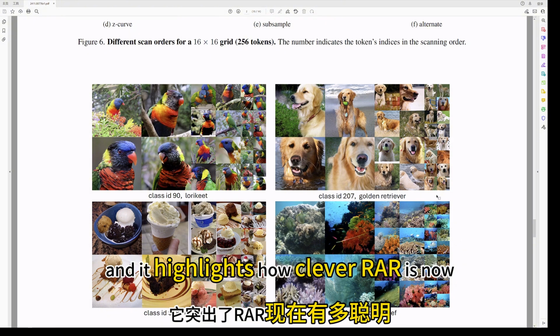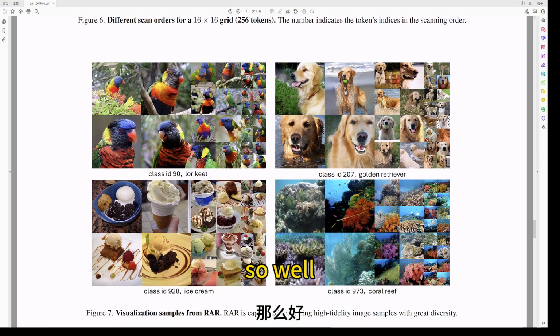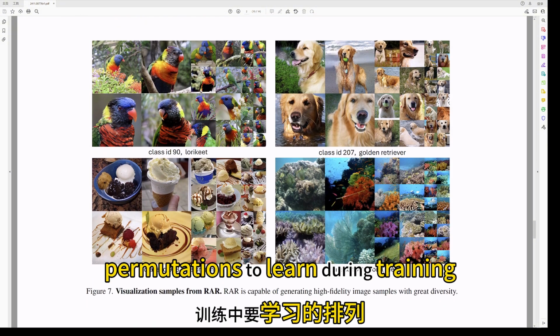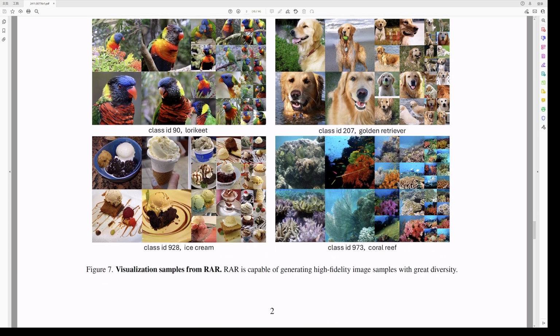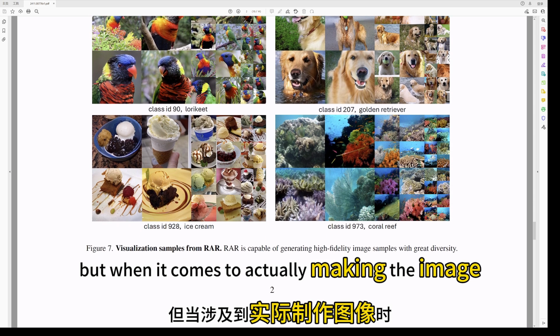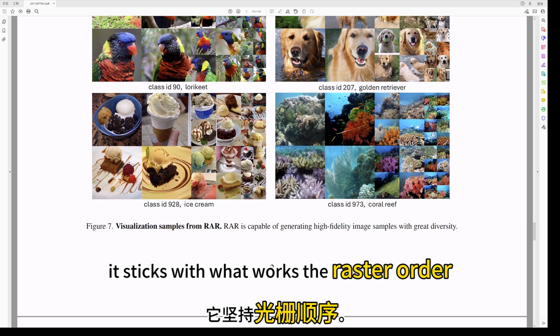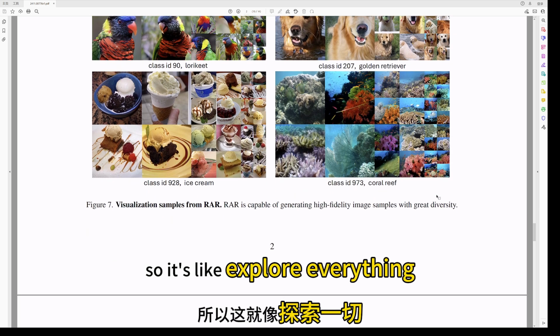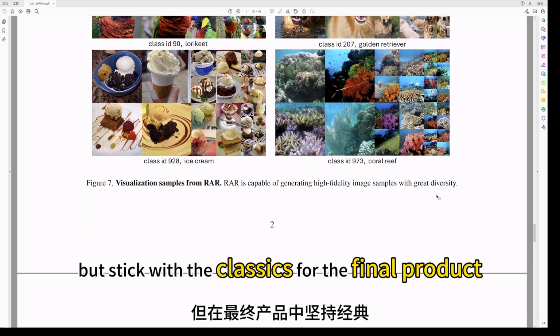And it highlights how clever RAR is. How so? Well, it uses those random permutations to learn during training. But when it comes to actually making the image, it sticks with what works, the raster order. So it's like explore everything, but stick with the classics for the final product.